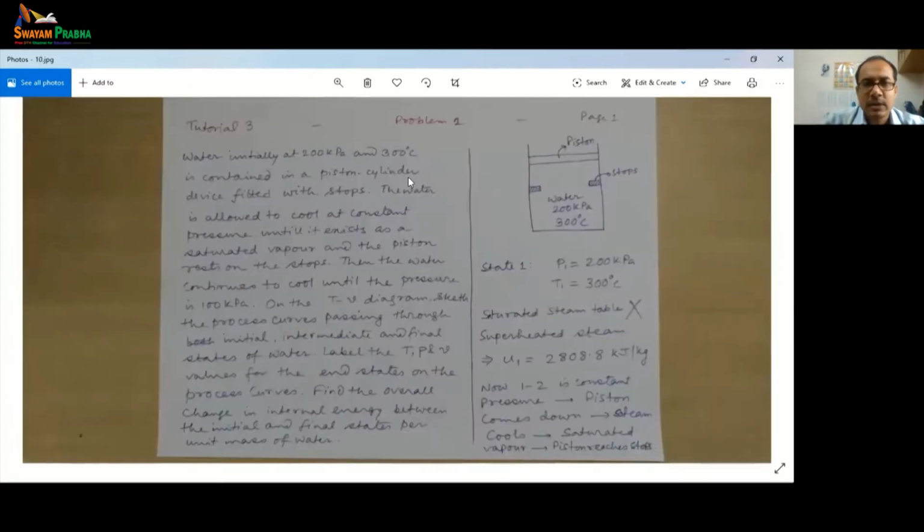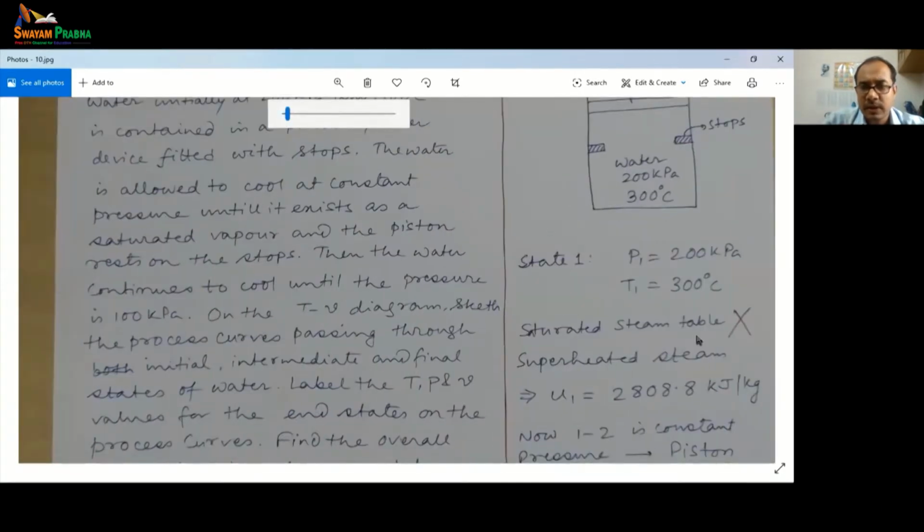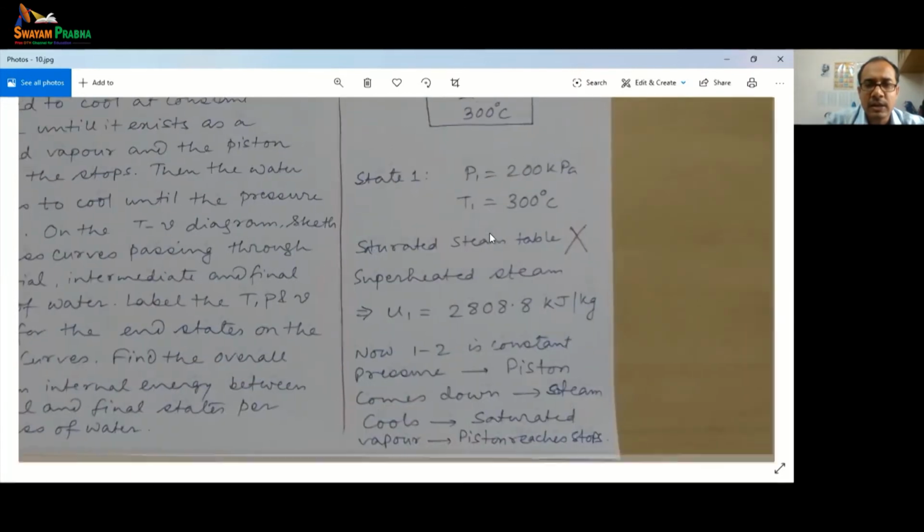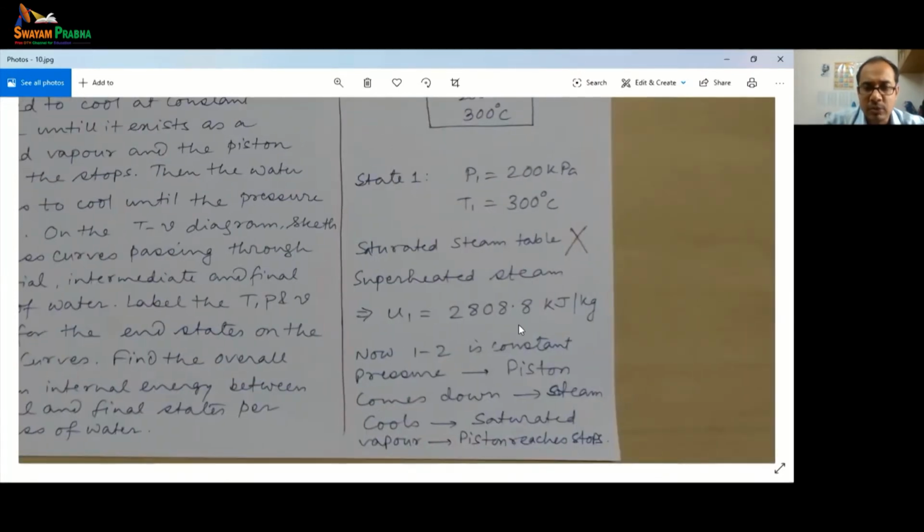So here we see that the saturated steam table did not work for us. It did not give the corresponding value. So we had to go to the superheated steam table, and we have looked up the value of internal energy, which is 2808.8 kilojoule per kg, and the specific volume also we have looked at, but we'll use it later.